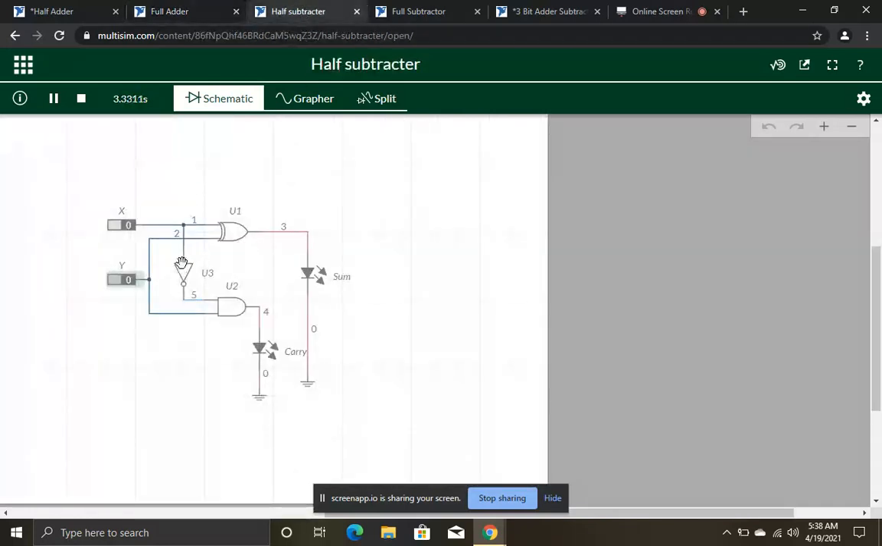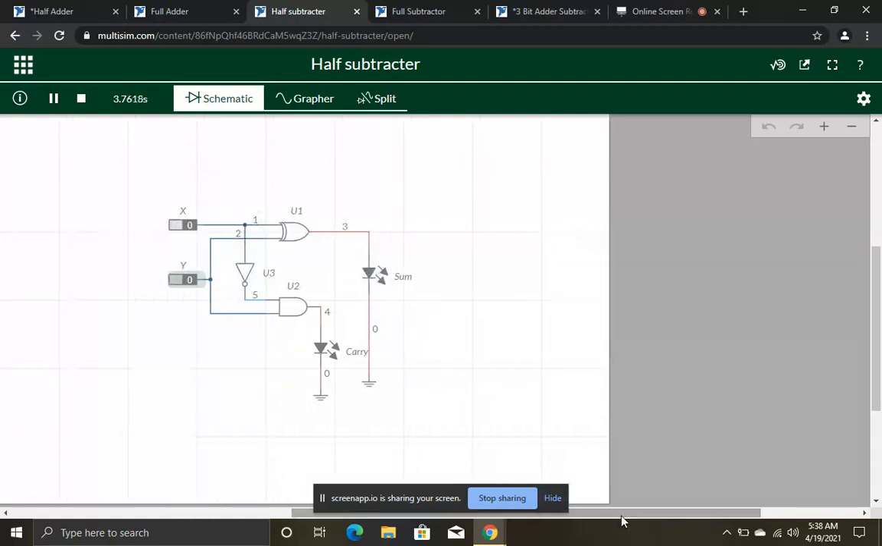In the same way, we see the half subtractor. This circuit is the same as the half adder, but the difference between half adder and half subtractor is the inverter which is used with input x. If we put an inverter with the x input, the half adder will convert into the half subtractor. There are two inputs x and y, and two outputs sum and carry.